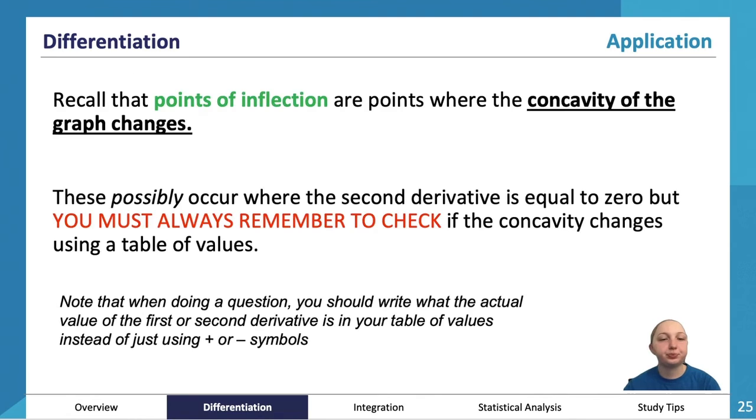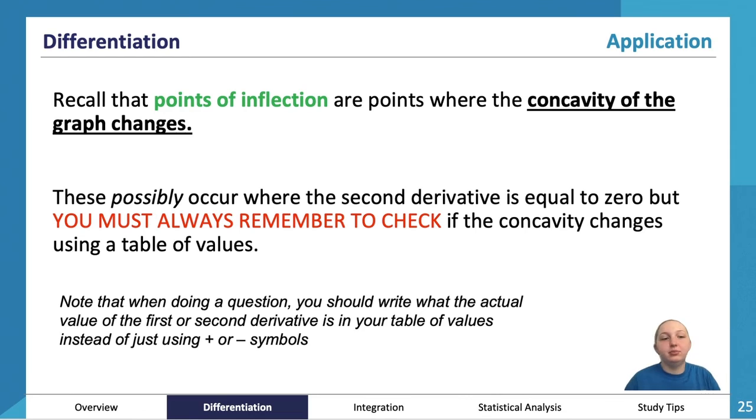And so the other thing we want to think about is that points of inflection are going to be the points where the concavity of your graph changes. So your points of inflection possibly occur where the second derivative is equal to 0, but this is where the possible comes back. But you also have to check that the concavity changes using a table of values. Okay, because your point of inflection is the point where the concavity of the graph changes. So this might happen when there's a second derivative that's equal to 0, but it also might not.